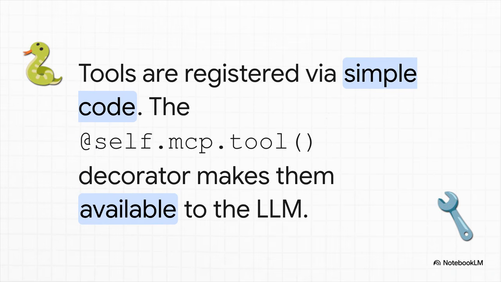And what's really amazing is how simple it is to give the agent these tools. That little bit of code you see there, that @self.mcp.tool decorator, that's it. That one line is all it takes to register a function and make it a tool the LLM can use. It just shows you how extensible this whole system is.